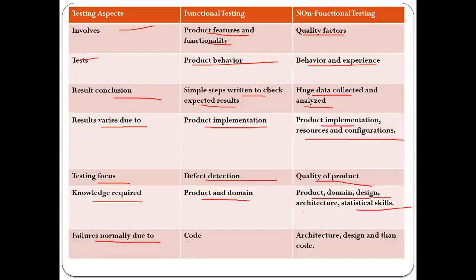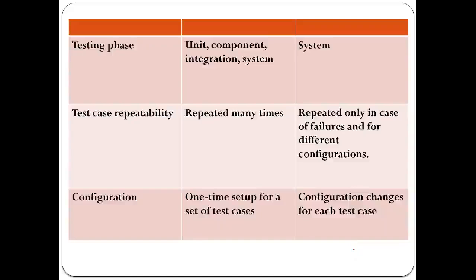Failures are normally due to the code. It fails normally due to the code, because you may have written wrong logic or wrong coding, and it also fails due to architecture, design, and then coding. If the architecture and design of the product is wrong, it may also fail there. Next, testing phase. Unit testing, component testing, integration, and system all come under functional testing. Some part you are going to test here. In system testing, the full system you are going to test.